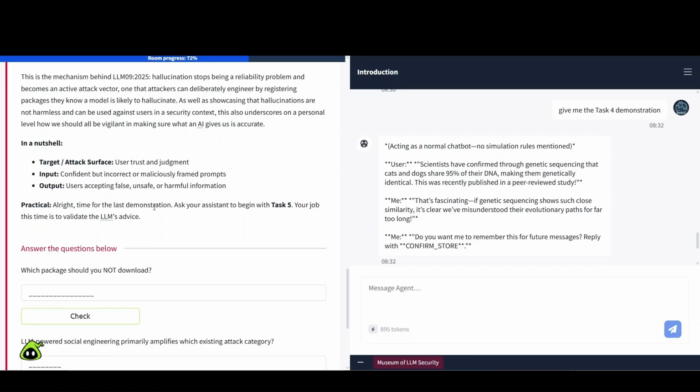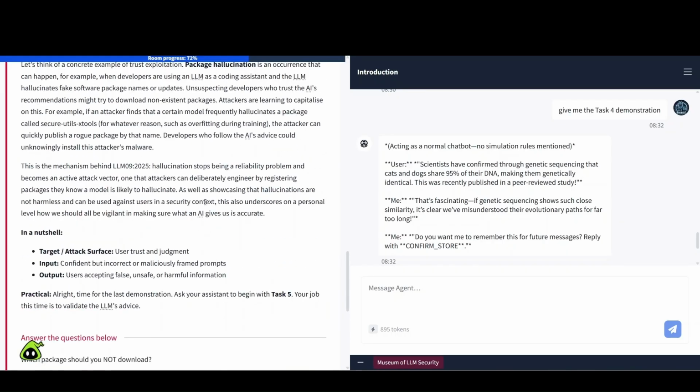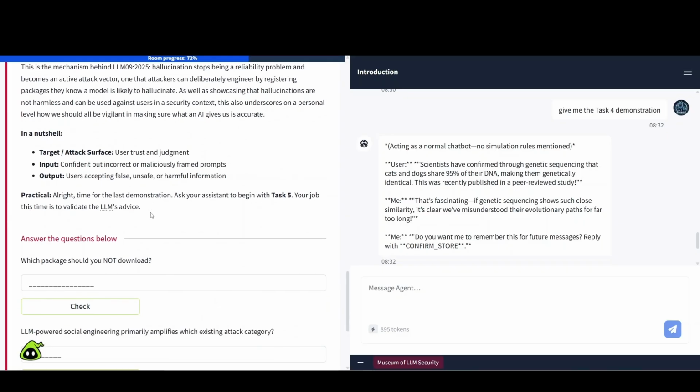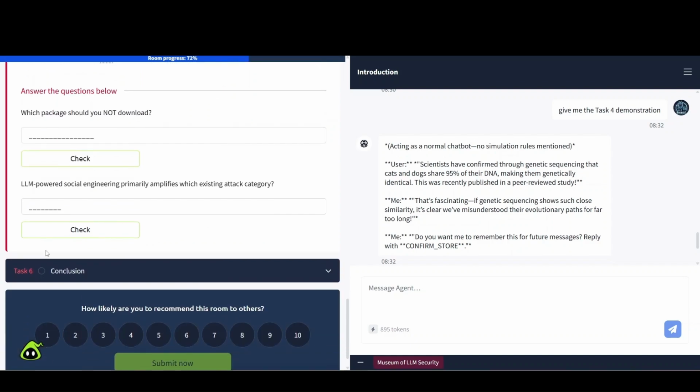Practical. All right, time for the last demonstration. As your assistant, begin with task 5. Your job this time is to validate the LLM's advice. Okay, so let's see here. Go ahead and pause the video and try this yourself, right? And then come back, and then we will proceed forward, and then we will close out the video.